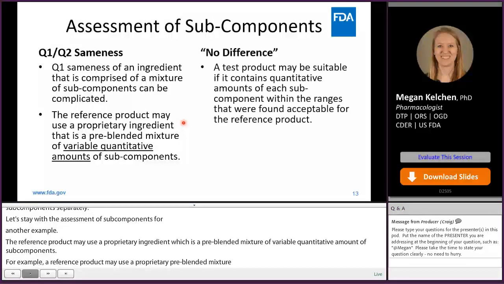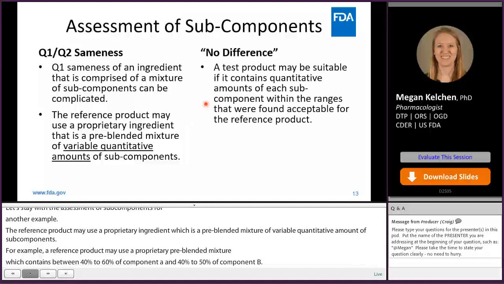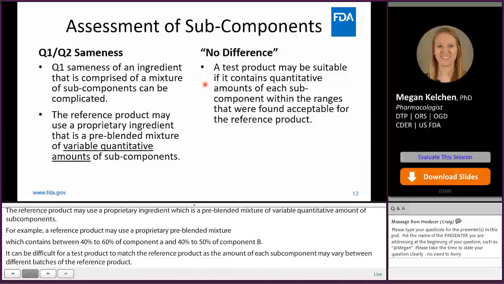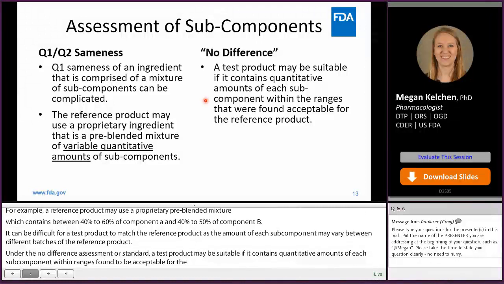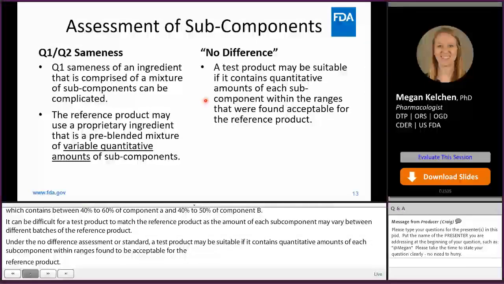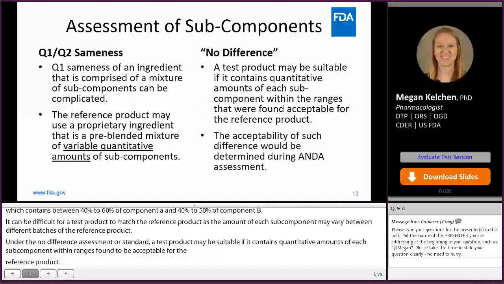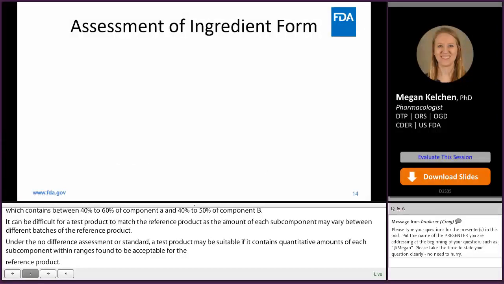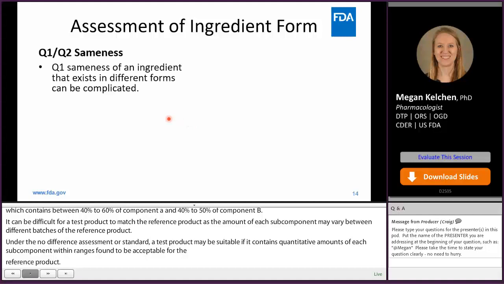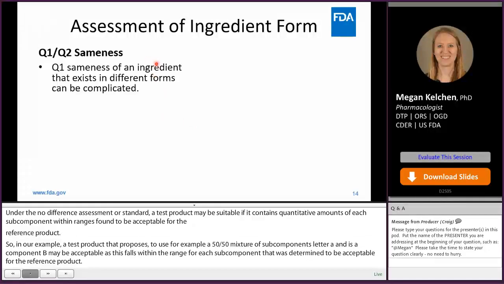Under the no difference standard, a test product may be suitable if it contains quantitative amounts of each subcomponent within ranges that were found to be acceptable for the reference product. So in our example, a test product that proposes to use, for example, a 50-50 mixture of subcomponent A and subcomponent B may be acceptable, as this falls within the range for each subcomponent that was determined to be acceptable for the reference product. What about ingredients that are available in different forms? Again, this can be complicated to match Q1, Q2 sameness.